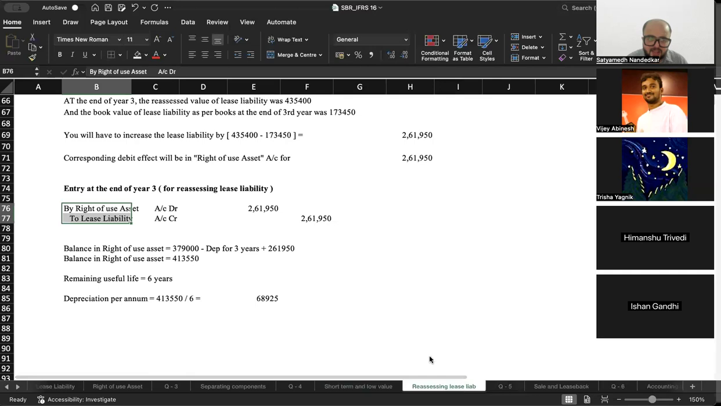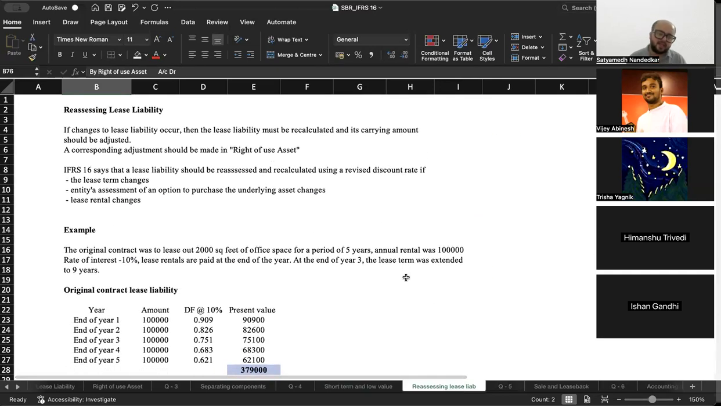Okay. Now, reassessing the lease liability. What is reassessing the lease liability? If changes to a lease liability occur, then the lease liability must be recalculated and its carrying amount should be adjusted. Now, what kind of changes am I talking about? So maybe there has been a modification in the overall duration of the lease. Okay. So earlier the lease term was 6 years. Now the lease term has become 9 years. So lease term undergoes a change. So the lease gets modified in this case. Or the entity's assessment of an option to purchase the underlying asset changes, or the lease rentals undergo a change. So what they do is they change the amount of lease rental.